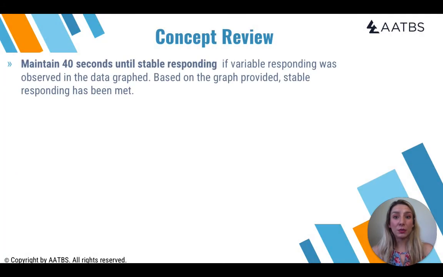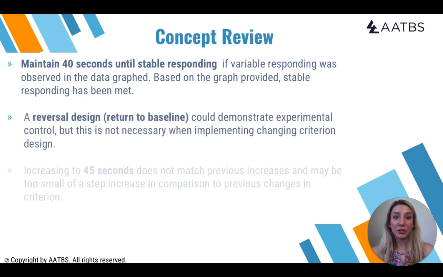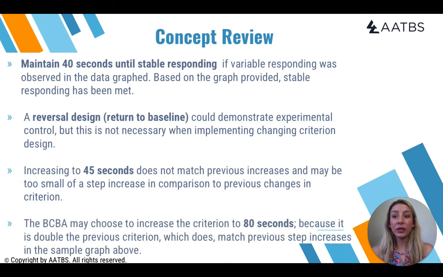So what concepts do we have here? Let's talk about our answer set. If we maintain 40 seconds until stable responding, we would do that if variable responding was observed in the data graphed. Based on the graph provided, stable responding has already been met. A reversal design or returning to baseline, this could demonstrate experimental control, but is not necessary when implementing a changing criterion design.